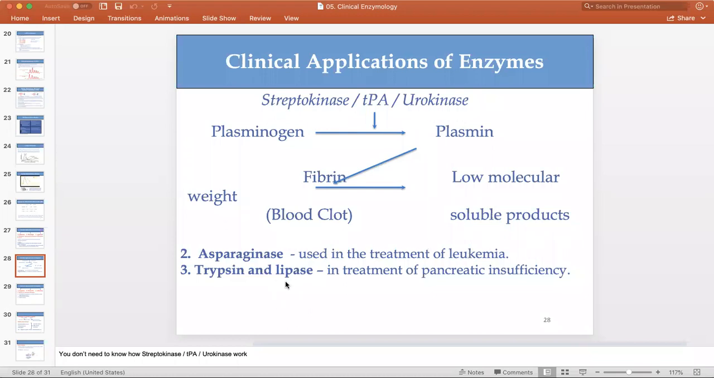Trypsin and lipase, they are normally secreted from the pancreas for digestion of your fats or your proteins. So if a patient is having pancreatic insufficiency, this might be because of many causes. So if a patient is having pancreatic insufficiency, we can administer these enzymes so that they function similarly to the enzymes which are normally present in the pancreas.